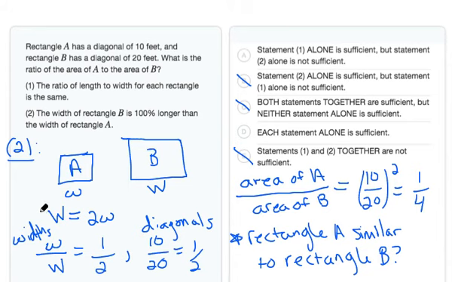Now, if the widths are in the same ratio and the lengths are in the same ratio, and so are the diagonals, that means that everything is scaled to each other. So rectangle A is similar to rectangle B here. And we said before, if they're similar, then we can prove that this ratio holds, and we can find the ratio of their areas. So this statement alone is also sufficient. We can eliminate answer choice A, and our final answer would be answer choice D. Each statement alone is sufficient.